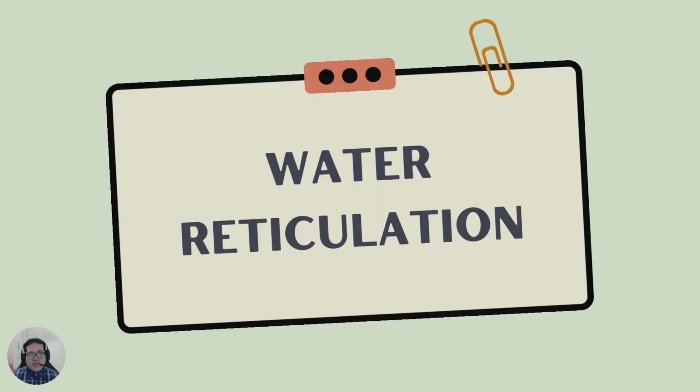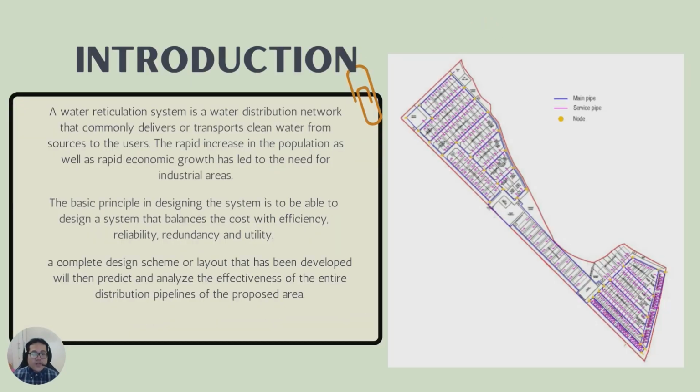So the next part is the water reticulation. As an introduction, a water reticulation system is a water distribution network that commonly delivers or transports clean water from sources to the users. The rapid increase in the population as well as rapid economic growth has led to the need for industrial areas. So the basic principle in designing the system is to be able to design a system that balances the cost with efficiency, reliability, redundancy, and utility.